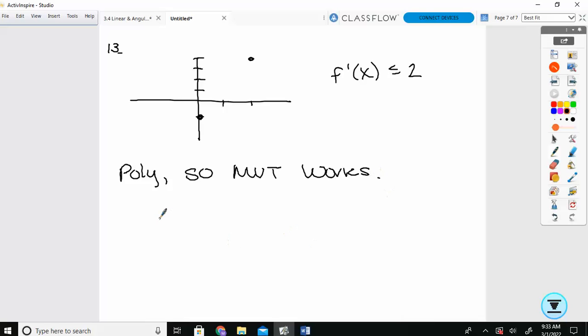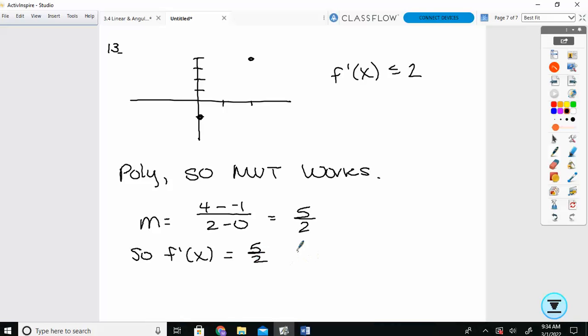Mean value theorem says that somewhere the derivative has to equal the slope between the endpoints. So if I find the slope between these endpoints, slope is y sub 2 minus y sub 1 over x sub 2 minus x sub 1. So we get 5 over 2. That means the derivative has to equal 5 over 2 somewhere between x equals 0 and x equals 2.